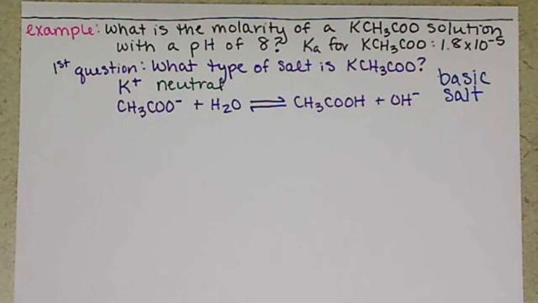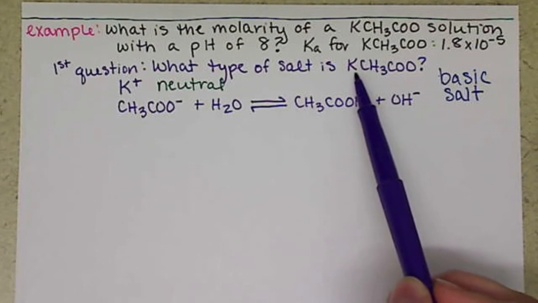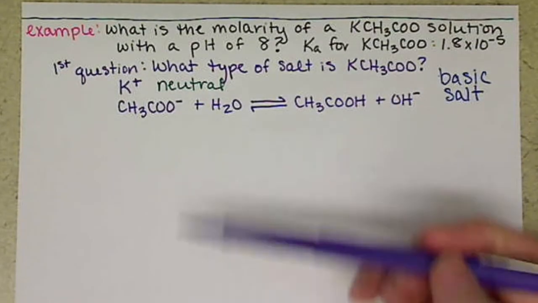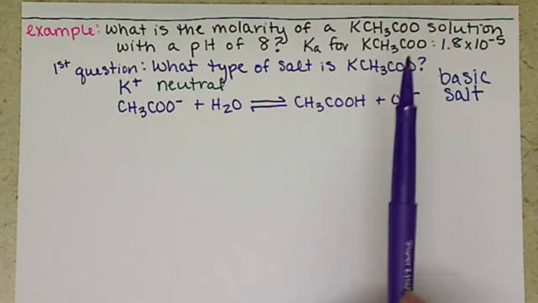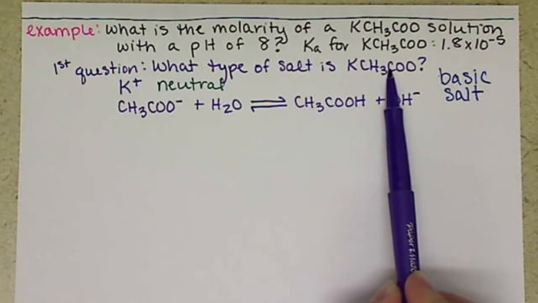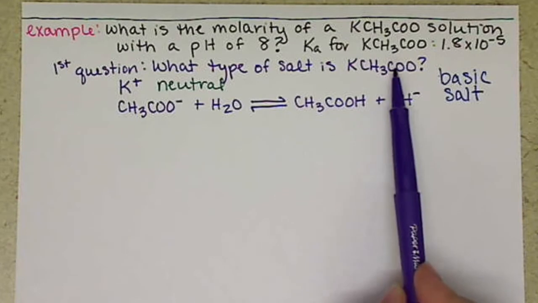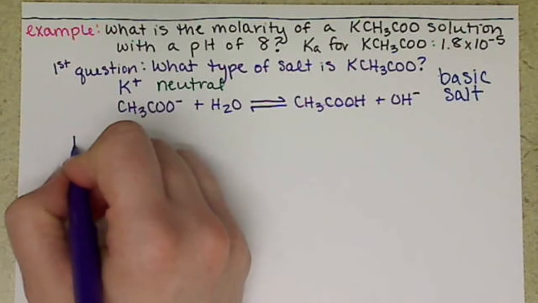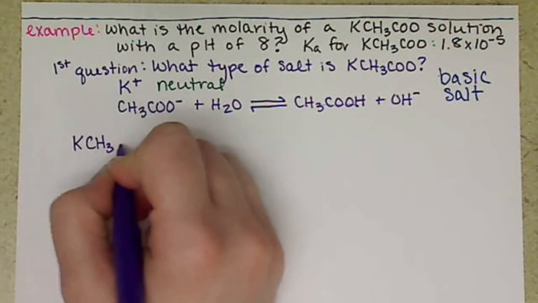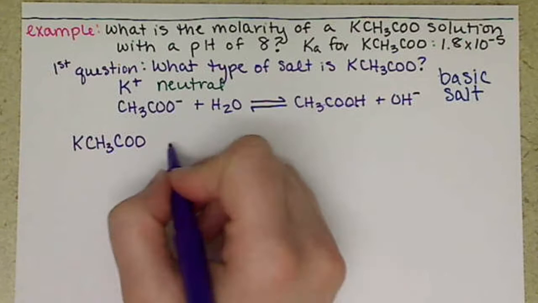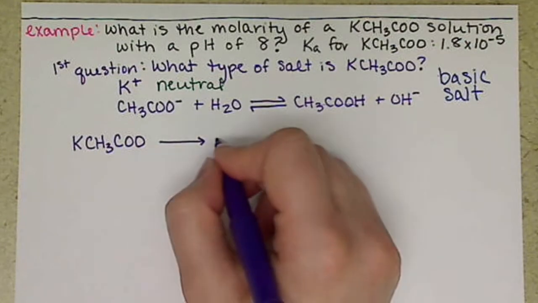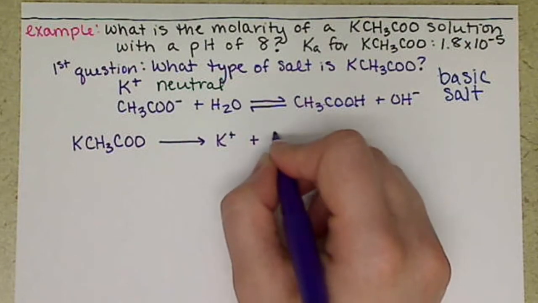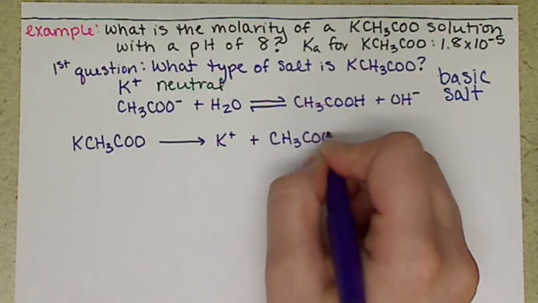All right. So we want to find what our original concentration is for our salt. If we think about this in the same process that we did the last one, we're going to look at our salt splitting apart into its ions, and then our ion in equilibrium. So we start off with our salt. When that's dissolved in water, we split apart into K+ and the acetate ion.